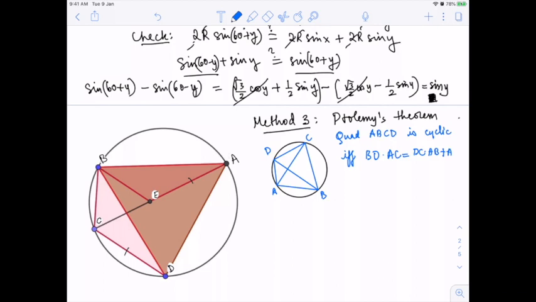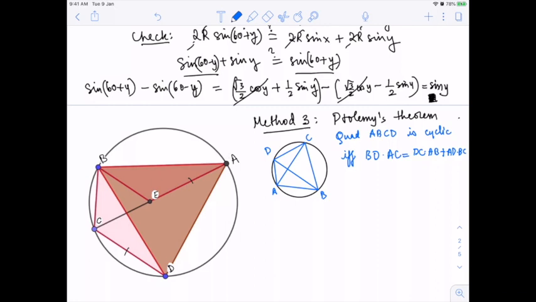So this is Ptolemy's theorem. It states that any cyclic quadrilateral satisfies a property: the sum of the products of the opposite sides is equal to the product of the diagonals. In words, that's what this equation is. And conversely, if this equation is true for a quadrilateral, then such a quadrilateral is cyclic. Maybe one can say the strong form of Ptolemy's theorem is that.